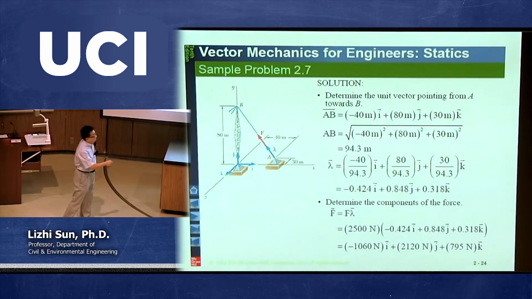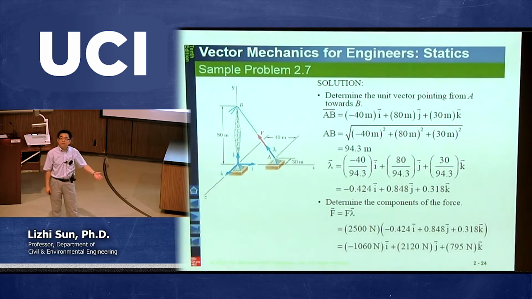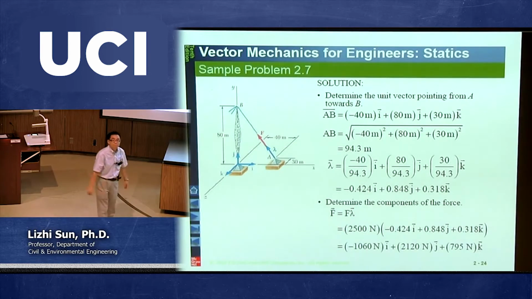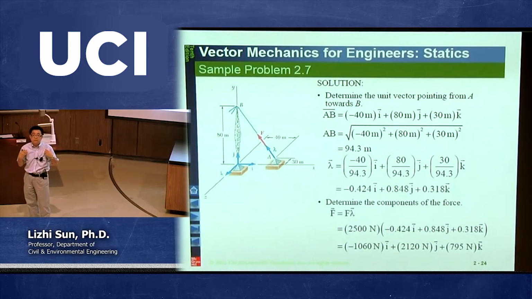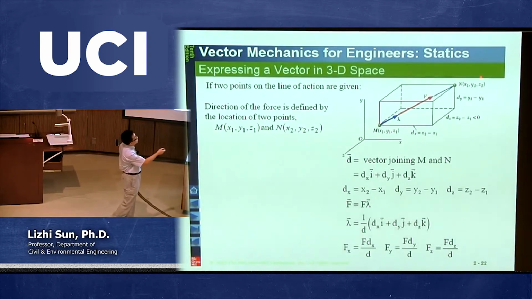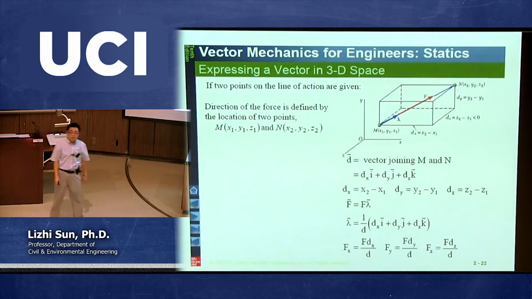What's the magnitude of the force? It was given, if you still remember, 2,500 Newton, right? So you don't need to worry about this. This is 2,500 Newton, and leave it alone. All you need to do is get this lambda. Lambda is called the unit vector of that force direction. So now, how to calculate the unit vector of that force direction?